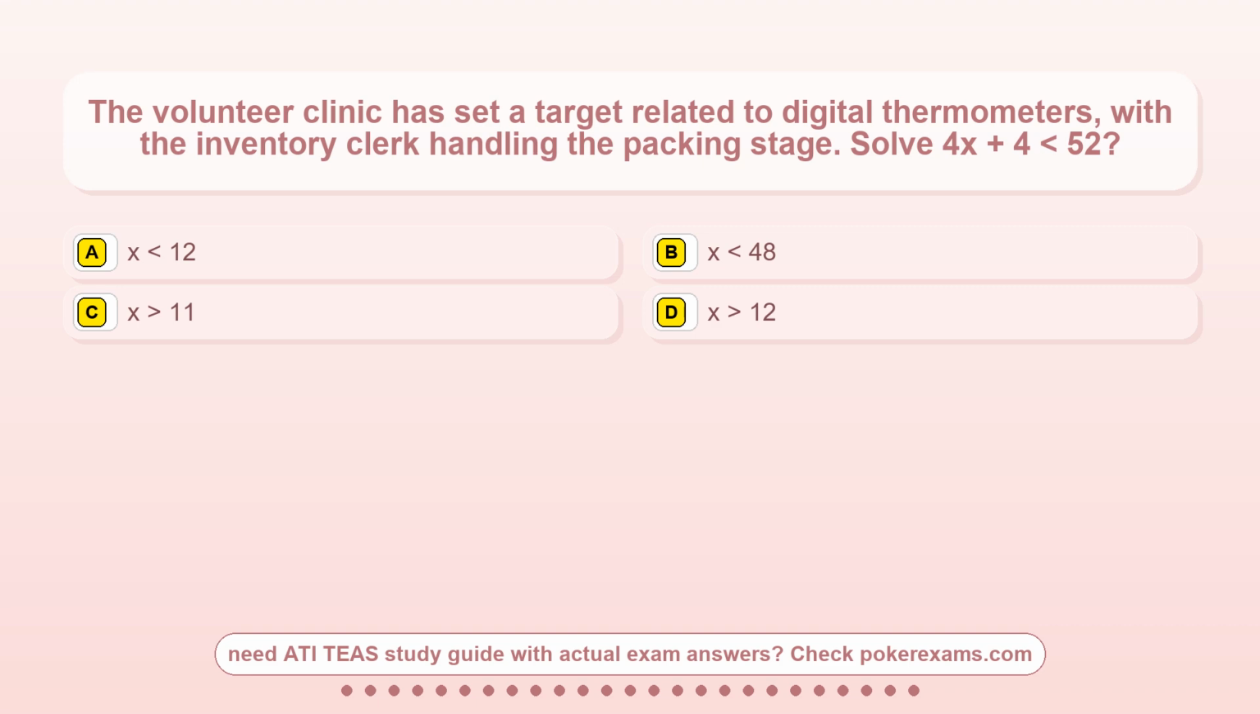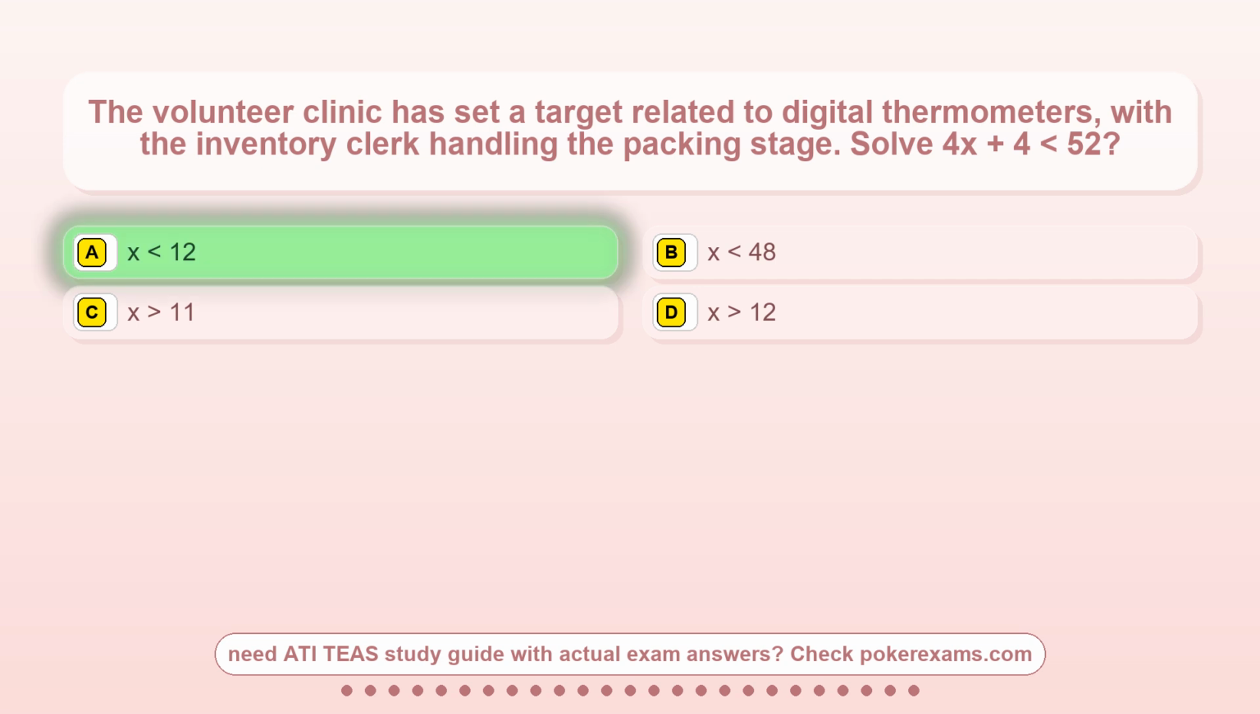for name badges. Question 19. The volunteer clinic has set a target related to digital thermometers, with the inventory clerk handling the packing stage. Solve for x plus 4 5 2. Option A, x less than 12. Option B, x less than 48. Option C, x greater than 11. Option D, x greater than 12.